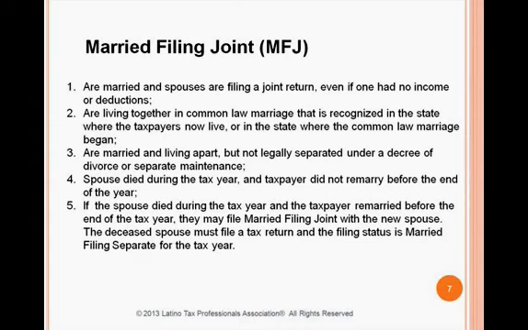Both are married, and the spouses are filing a joint return, even if one had no income or deductions. I'm surprised the number of times that when there is only one income, then the thought is the other spouse would be put as a dependent. And it takes some explaining on our end to let them know, no, you still file both as taxpayers, one the primary taxpayer, the next one a secondary taxpayer.